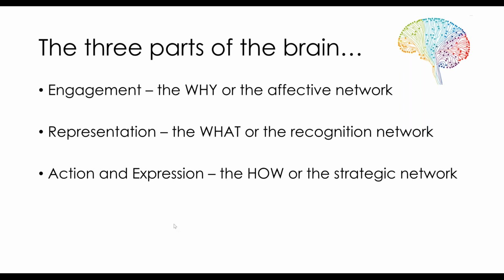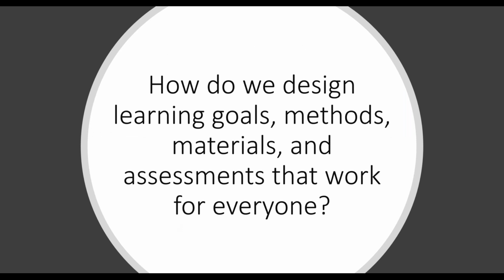So you look at these parts of the brain for engagement, which is the affective network, representation, the recognition network, and action and expression, the strategic network. So we're going to look at that as an exploration of how CAST has taken UDL and applied it in a little bit further detail. So how do we design learning goals, methods, materials, and assessment that work for everyone?